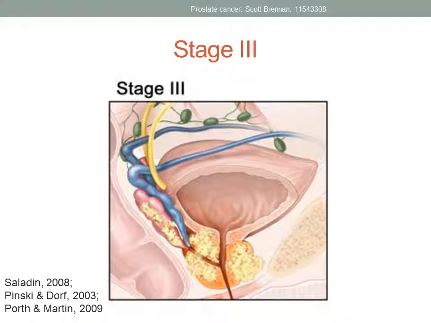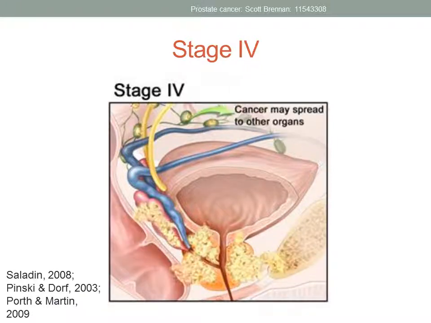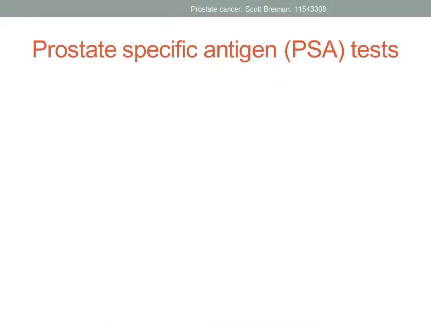It may have possibly invaded nearby seminal vesicles. Cancerous cells, however, have still not spread into the lymph nodes. In stage 4, the tumour may have now spread to other nearby organs, including the bladder, rectum, or other nearby structures. It may now have also spread to the lymph nodes, bones, and other parts of the body.